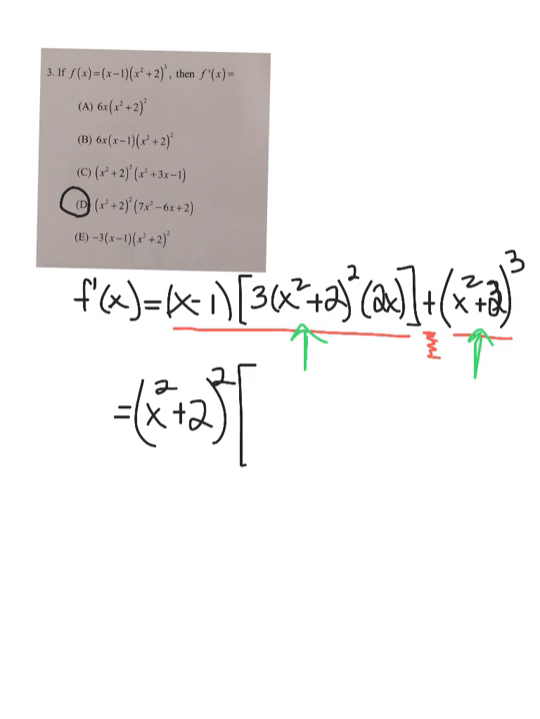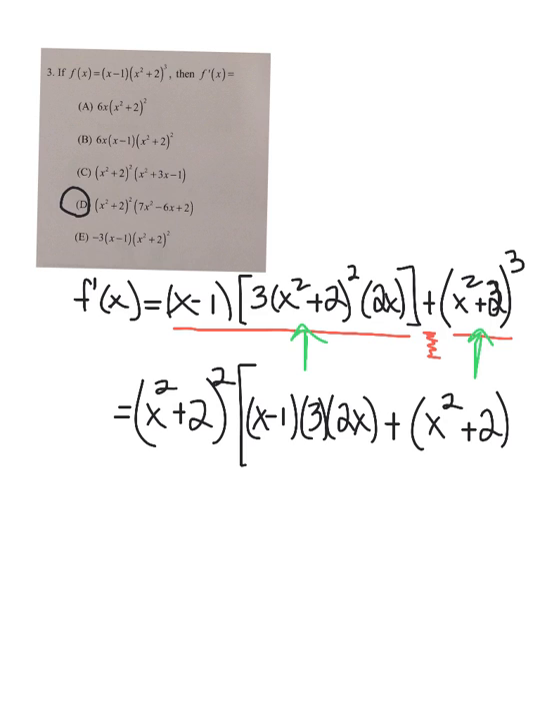Well, on the left-hand side, I'm going to have an x minus 1, then I've got that 3, and then I've got that 2x. And I'll simplify that in a minute. Plus, and then on the other side, if I take out 2 of the x squared plus 2 factors, I still have one of them left. Okay? All right. So then I've got x squared plus 2, that quantity squared.